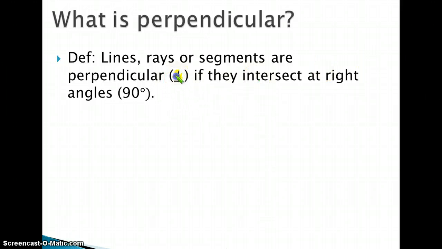You'll notice that right here we have, probably should use a highlighter, not a pen. This little symbol, this upside down T, represents perpendicular. So what that means is that if we have two segments that intersect, they'll make those right angles or 90 degrees.